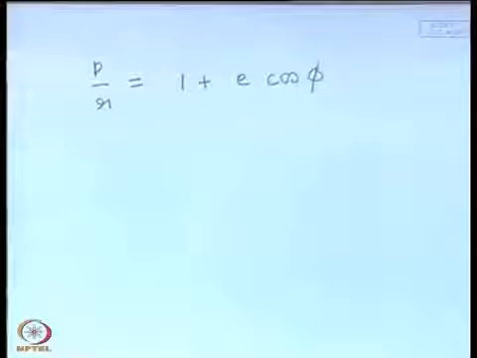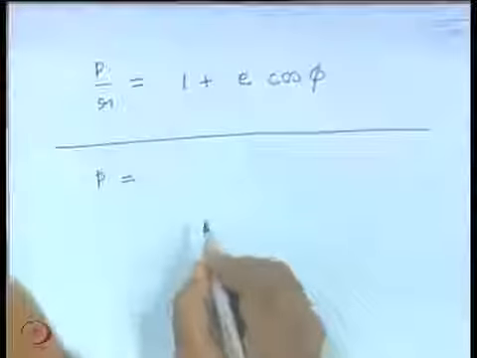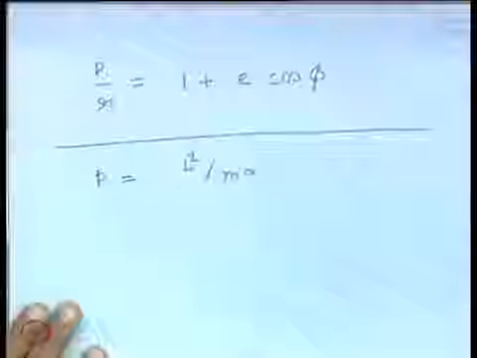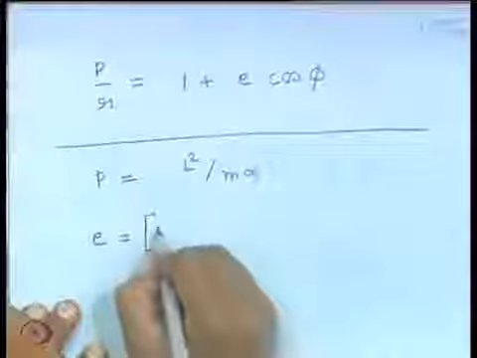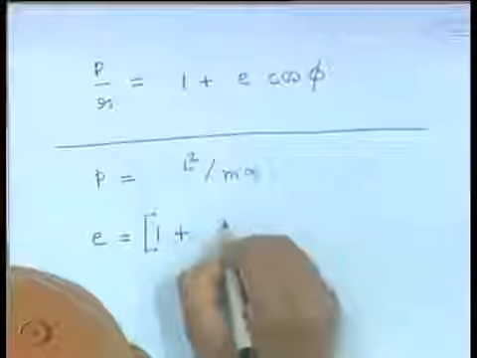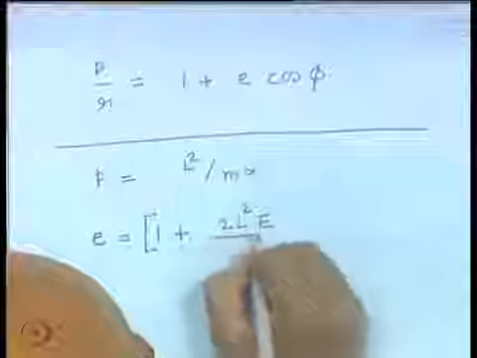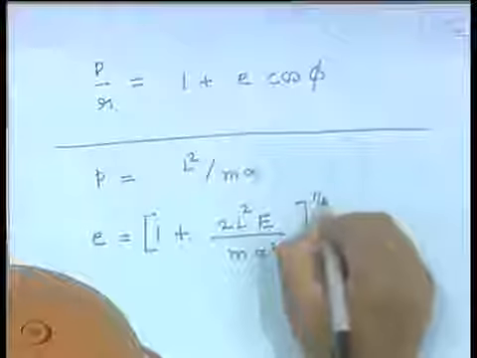And if you go back and work out what the value of P will be, you have to replace alpha prime and E prime, etc. The value of P is L square by m into alpha, and the value of E is 1 plus 2 L square E by m alpha square, to the power of half.